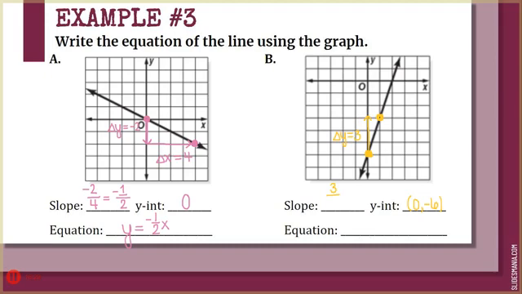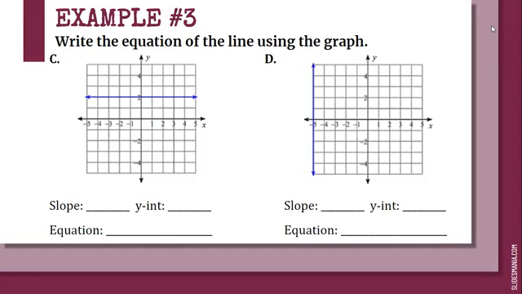So my change in y would be 3. And I run, I go to the right 1. So my change in x would be a positive 1. And we know that 3 over 1 is just 3. So my equation would be y equals my slope, which is 3, times x, and then my y-intercept is a -6, so I write -6.